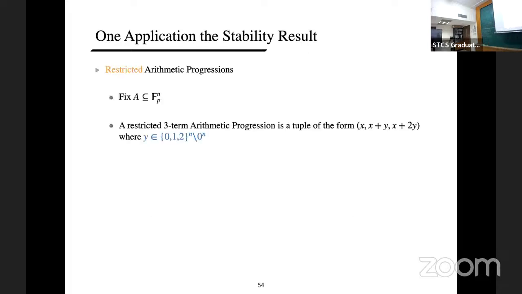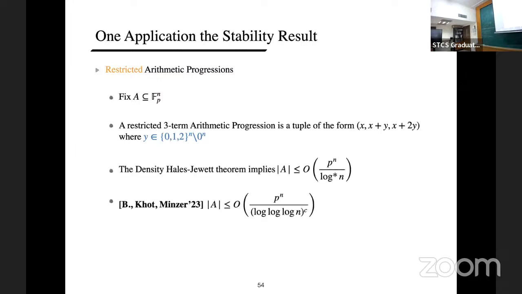We could not actually show it for that restricted three-term AP, but if you could extend that or loosen that restriction a bit... Here we are interested in the same problem where the shift is from 0, 1 to the n, and then you can ask the same question. Again, the DHA theorem says this, and we show using our stability theorem that A is at most some fixed log n to the power. And where do the linear embeddability and everything come into the picture?